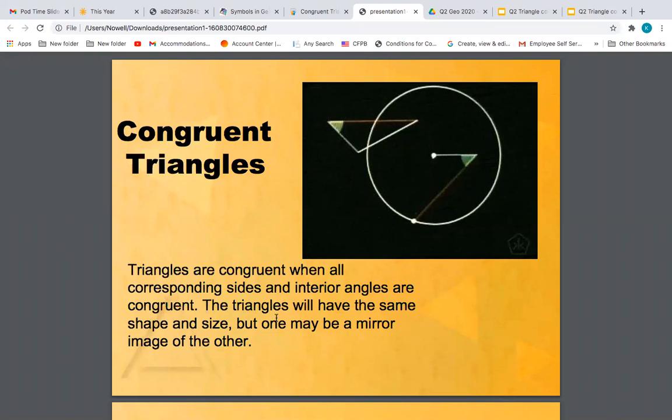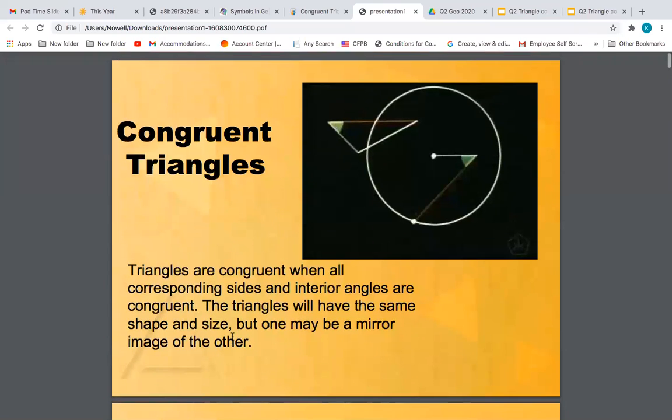The triangles will be the same shape and size, but one may be a mirror image of the other, all right? That's what congruent triangles are. So if you take two triangles and put them on top of each other, they will fit exactly the same. All right.